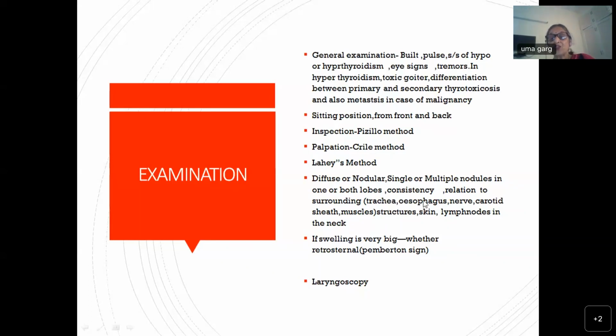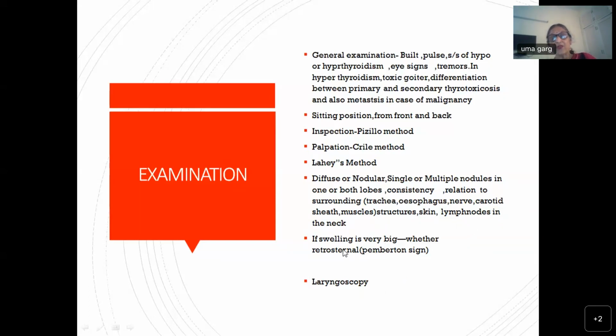Indirect pressure on the esophagus, the patient can complain of dysphagia. And nearby structures like the carotid sheath, on which it may press, especially a big malignant thyroid can press over the carotid sheath. Then muscles, and especially if there is an involvement of skin, then the subcutaneous muscle, which is platysma, that can be involved, and a puckering of skin at that area can give you an idea about the involvement of skin. Then lymph nodes in the neck. So this examination helps you to know all these characteristics of thyroid swelling.